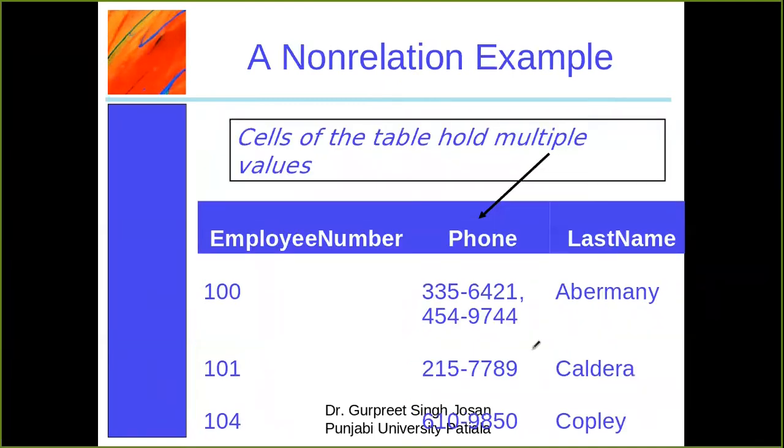This is an example of a non-relational table, because the cells of the table hold multiple values. Every cell in a relation must contain only one value. If you put multiple values in a single cell, then you violate the conditions of a relation. No relation can hold multiple values in a single cell. If you create such a table, then it is not called a relational table. These are non-relational tables.